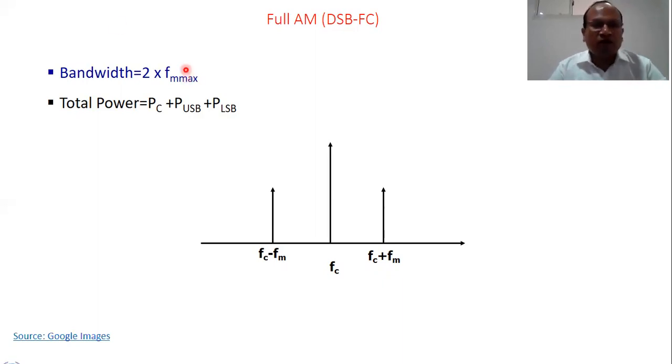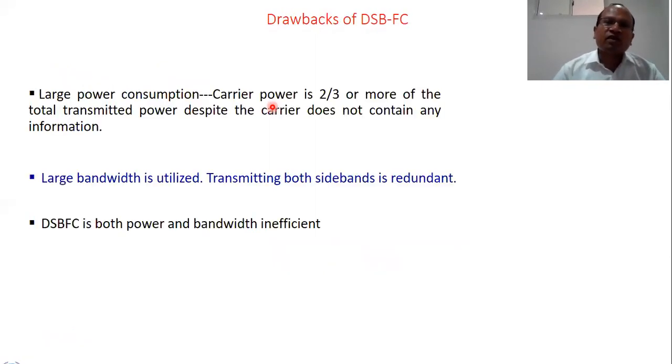So what is the total power? When you send a complete AM signal, the total power will be carrier power plus upper sideband power plus lower sideband power. Clear? Because we are sending the upper sideband, lower sideband and carrier. So the total power will be contributed by the power of all these signals.